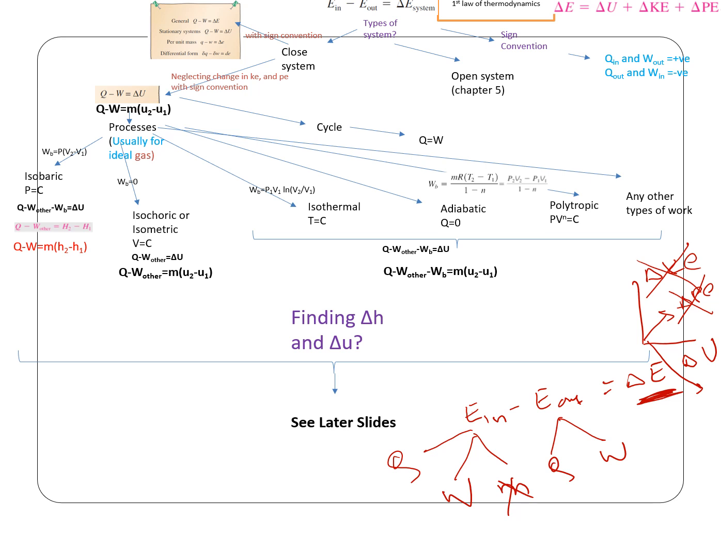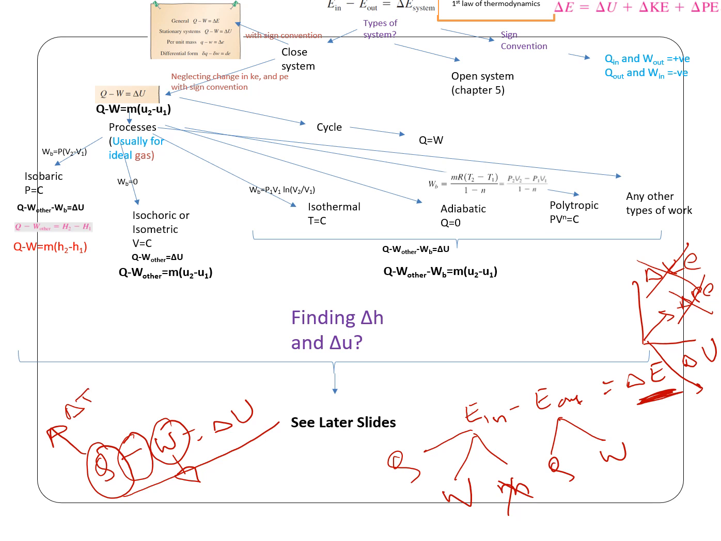So that is why what you get is Q minus W equals delta U. And here the sign convention which we follow is that work out is considered to be positive, and work in is considered to be negative, which is opposite to the heat transfer. So that is why you have a negative sign in front of this. Okay, so Q is always due to temperature difference.